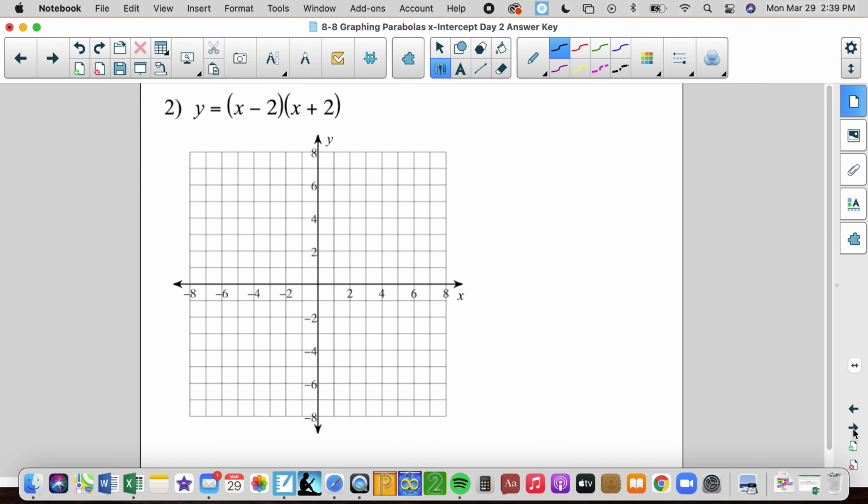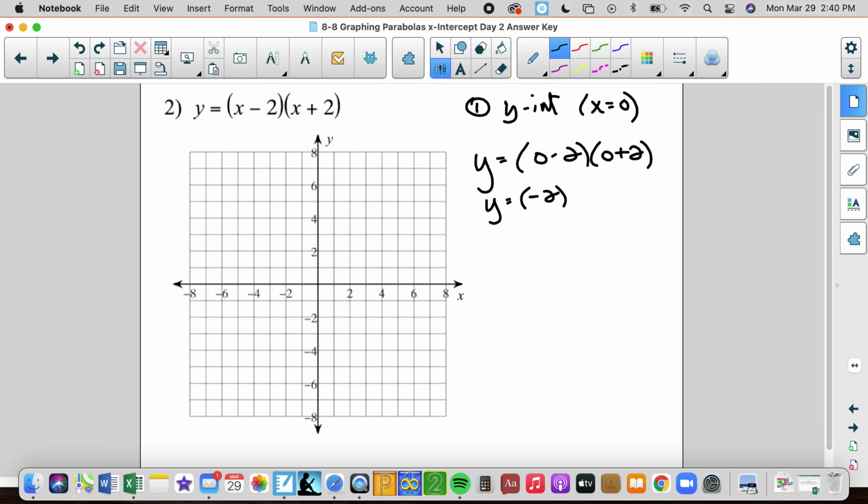All right. Number 2, same thing. Let's do the y-intercept. X equals 0, and we get y equals (0 minus 2)(0 plus 2), which gives us -2 times 2, which is -4. So we get (0, -4).